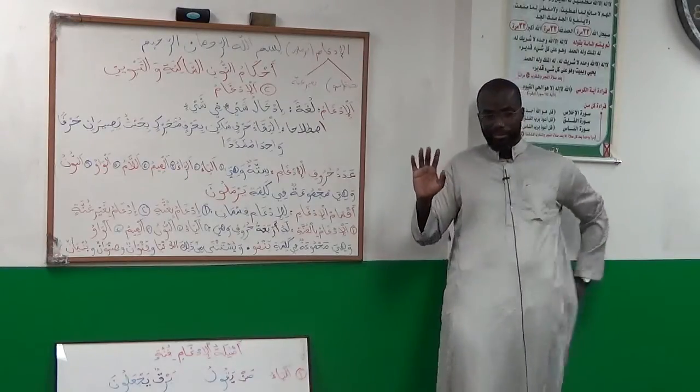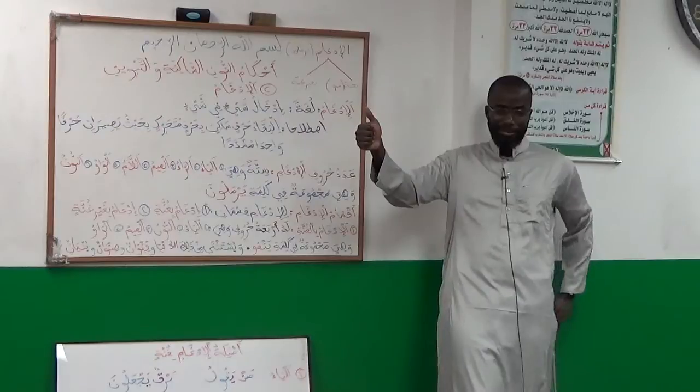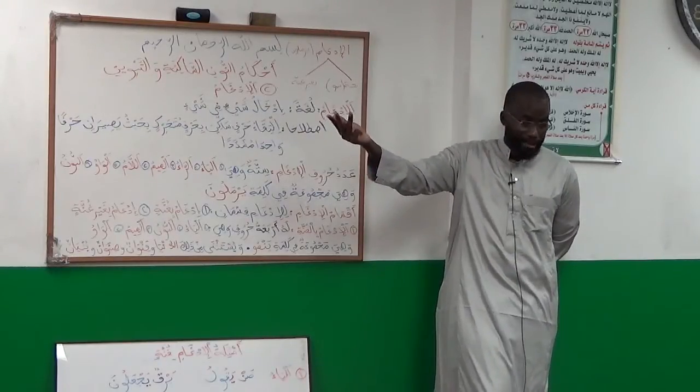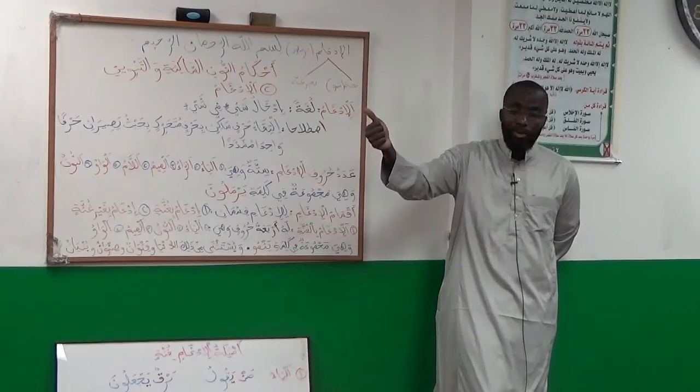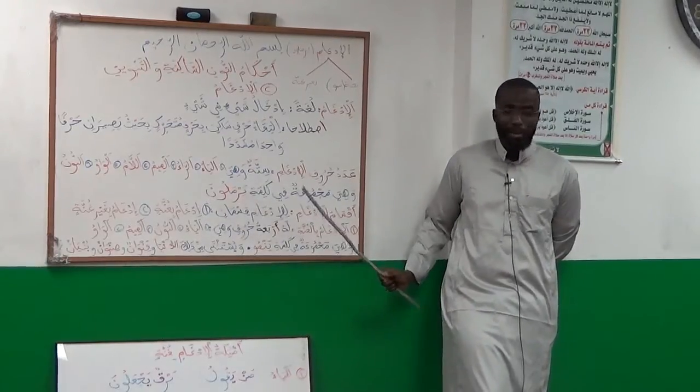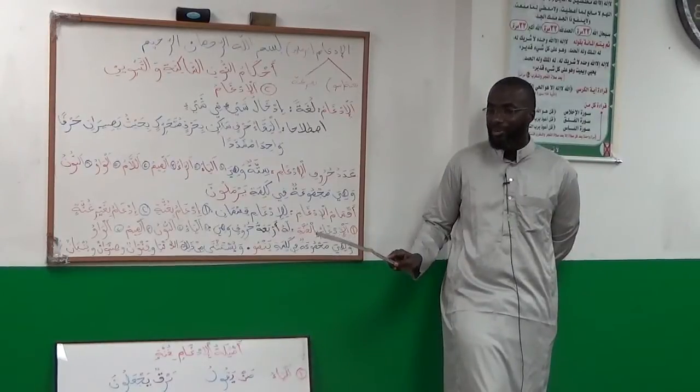And then he tells us how many letters belong to al-idgham. 6 letters. Al-ya, al-ra, al-mim, al-lam, al-waw, and nun. And the way to remember them is yarmalun. I remember one word, I have the 6 letters of al-idgham.